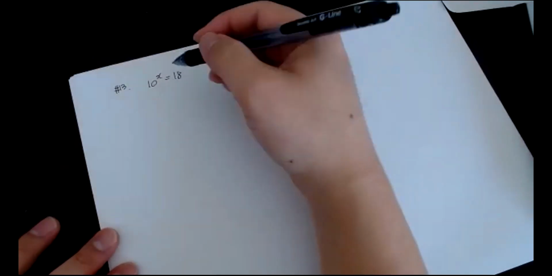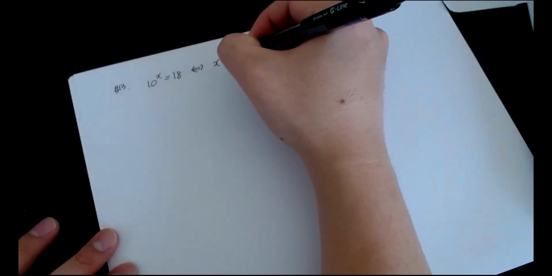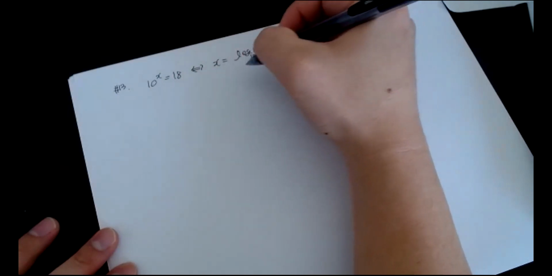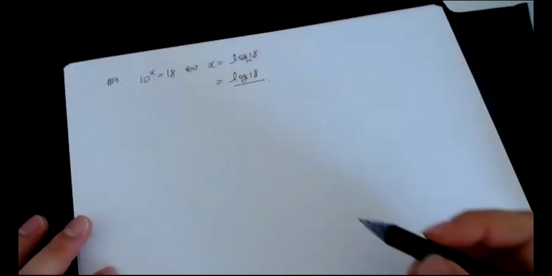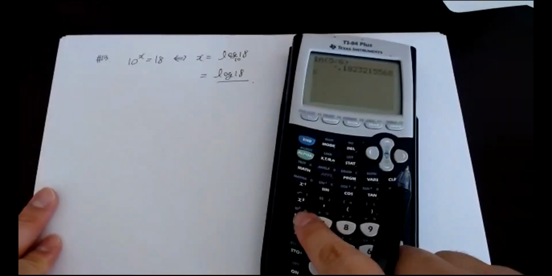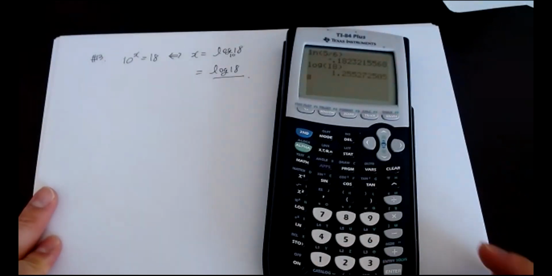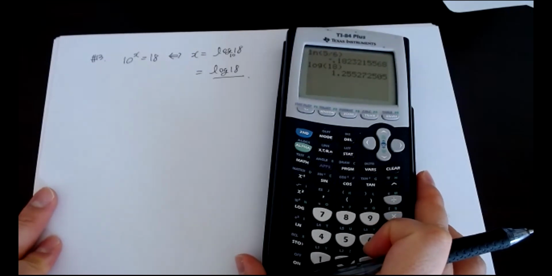So now x is equal to what? This is equivalent to x is equal to the log of 18 to the base 10. Okay, this is a common log, right? So you can just write log 18, which means a common log. On the calculator I'll use log, and then 18. So the answer is 1.2552, okay? Round to 4 decimal places.